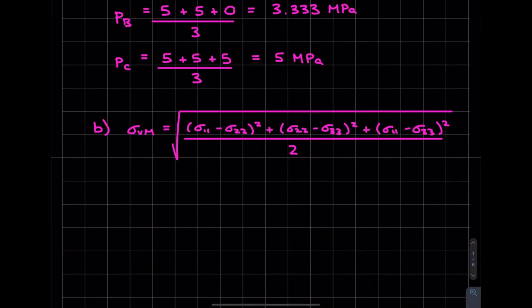And I know a lot of you guys are going to say, wait a second, Clayton. In the equation in your PowerPoint, you had a plus 6 sigma 1,2 squared plus blah, blah, blah. And you're right, that's true. But remember that the von Mises stress can be simplified into this equation if the shear stresses, I should be more specific, if all the shear stresses are equal to 0.